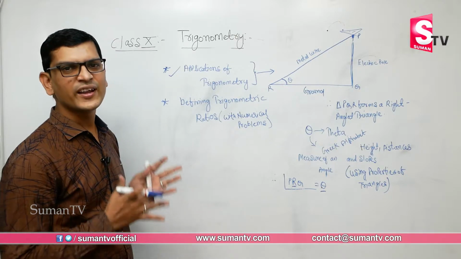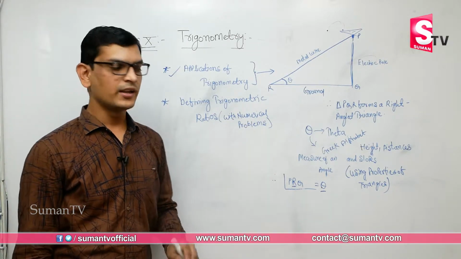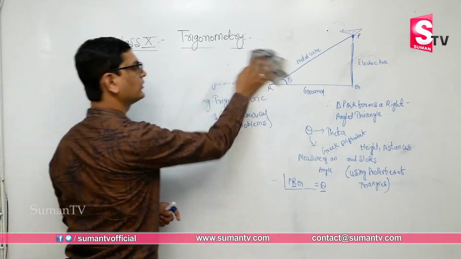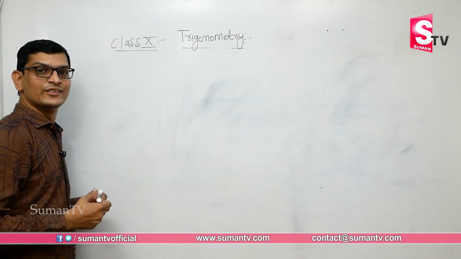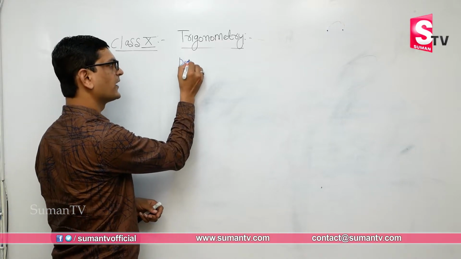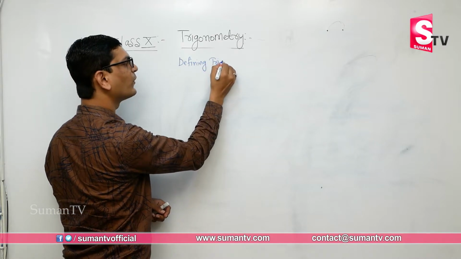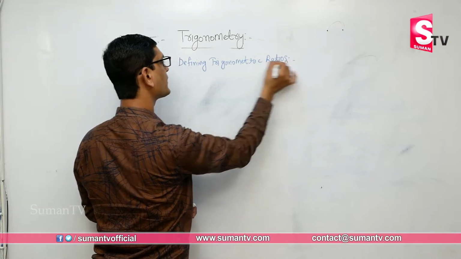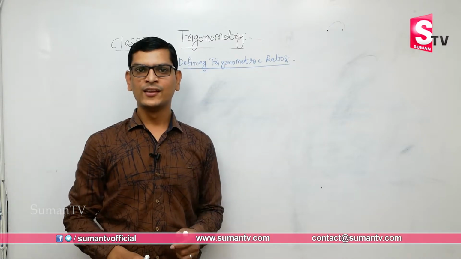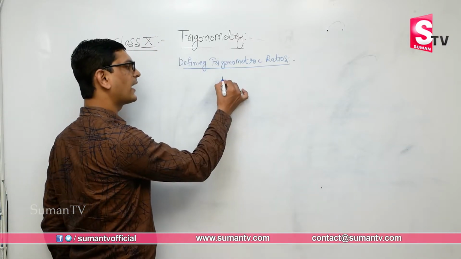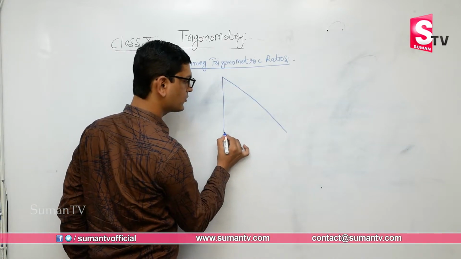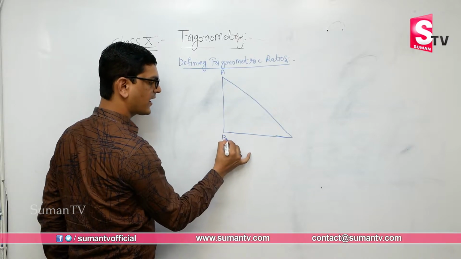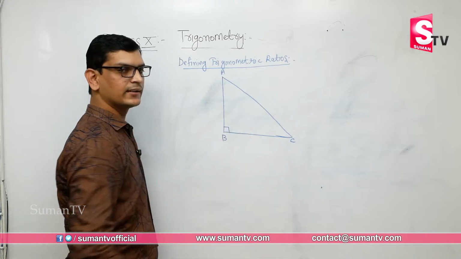Now we are going to come across a very interesting topic, that is defining trigonometric ratios. Let's discuss trigonometric ratios. Before we start with this topic, I want to take a right angled triangle. I'll name this triangle ABC, which is right angled at B.